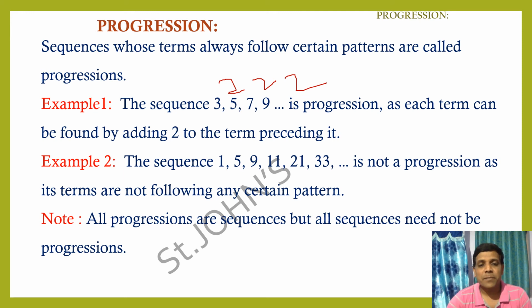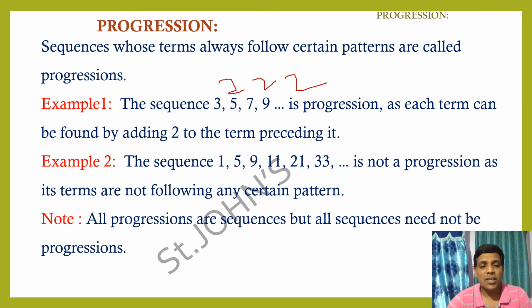Each term can be found by adding 2 to the term preceding it, except the first term. 3 plus 2, 5. 5 plus 2, 7. 7 plus 2, 9. 9 plus 2, 11. 11 plus 2, 13. Are you clear? So the difference is the same.